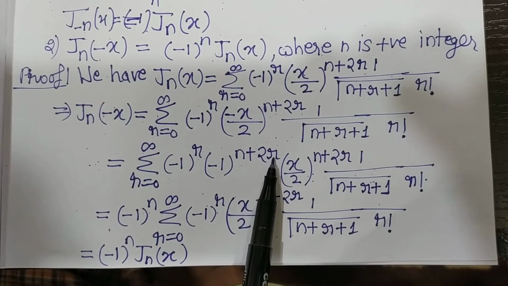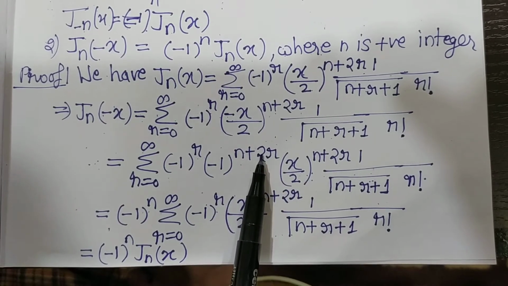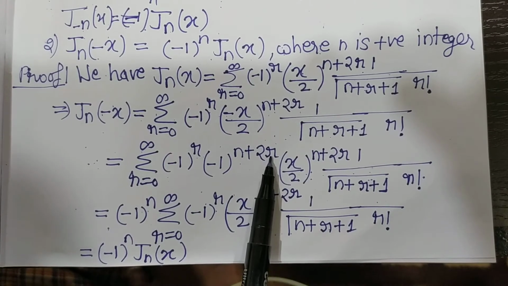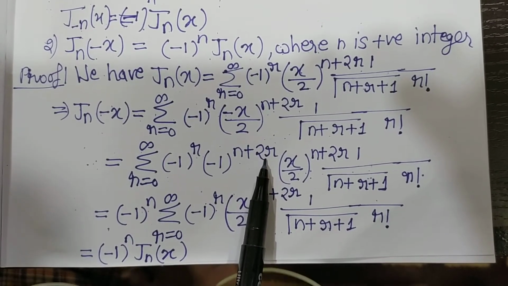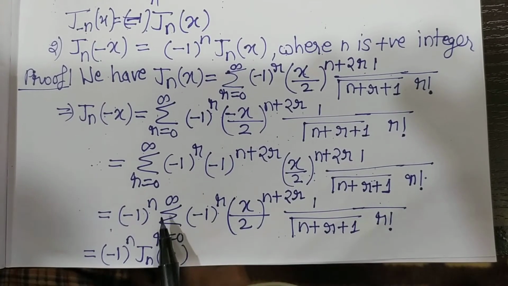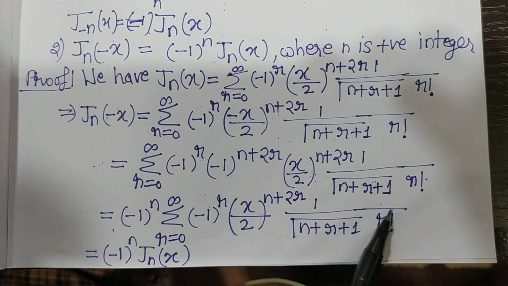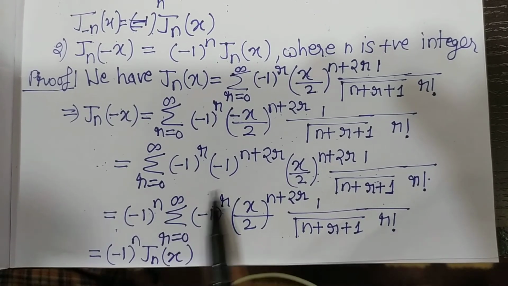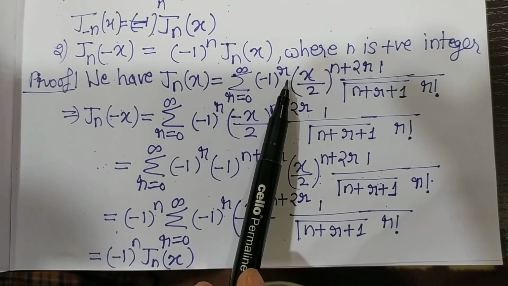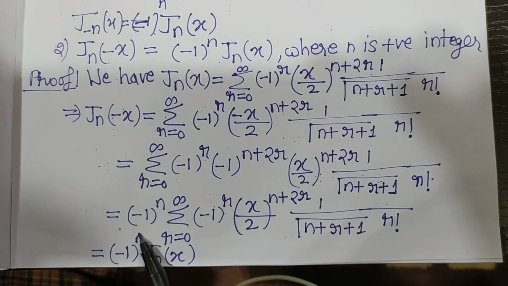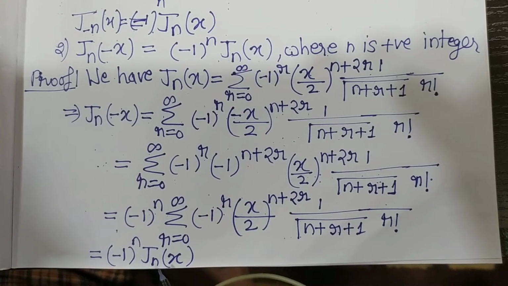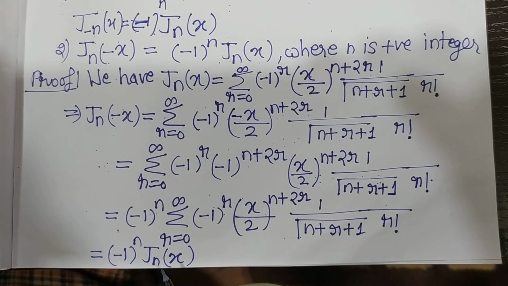because when we put r as 0, 2r will be 0, minus 1 to the power 0 is 1, then for r equal to 1, 2r will be 2, minus 1 to the power 2 is 1. So minus 1 to the power 2r is always 1. So we have this term, and again the remaining term as it is. Again if I compare this with this expression, this is nothing but Jn of x. Hence we have minus 1 raised to n into Jn of x, and in this way we get the second property for Bessel's function.